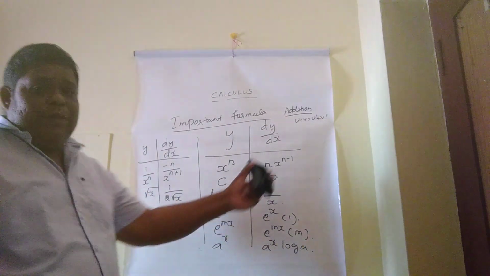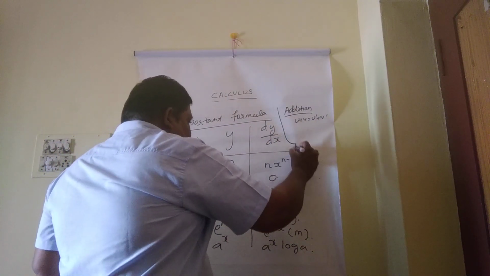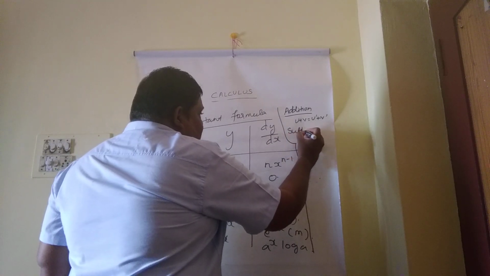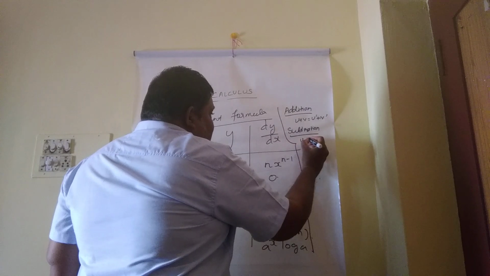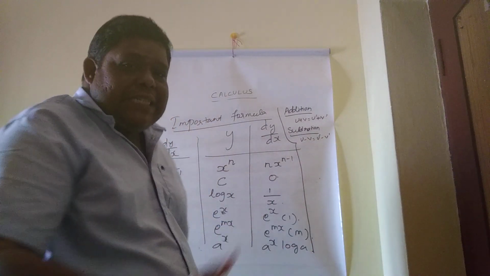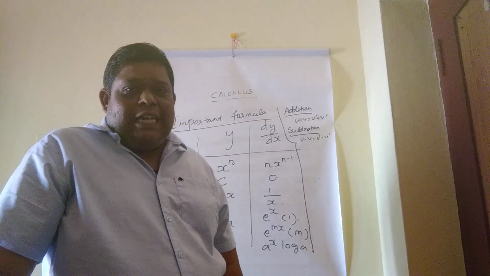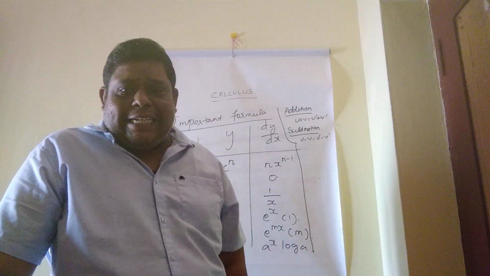Now the addition formula: the derivative of u plus v is u dash plus v dash. Next, the subtraction formula: the derivative of u minus v is u dash minus v dash. For example, x squared minus 2x. Derivative function of x squared is 2x. Derivative function of minus 2x is minus 2. Now first variable minus second variable.